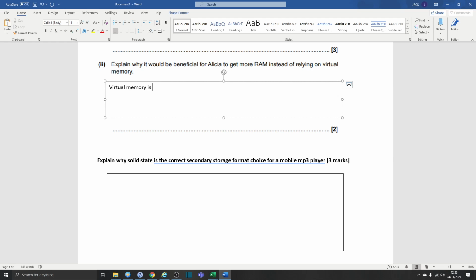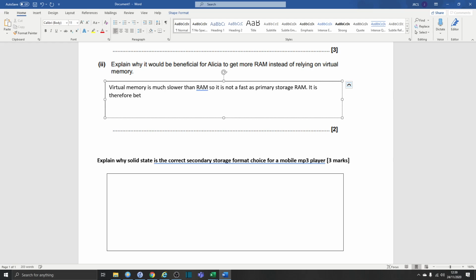Virtual memory is much slower than RAM. Don't forget, the question asks why it would be beneficial. So you can't just explain why it's bad to use virtual memory; you've got to explain why it's good to have more memory. So it is not as fast as primary storage RAM.